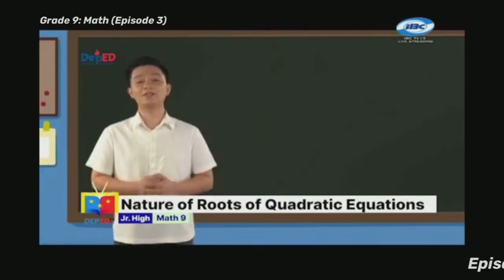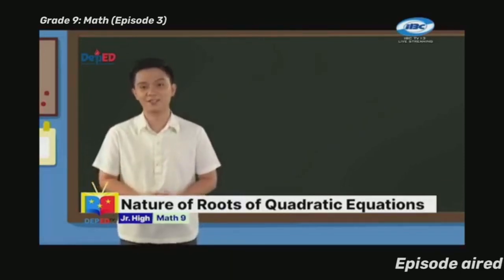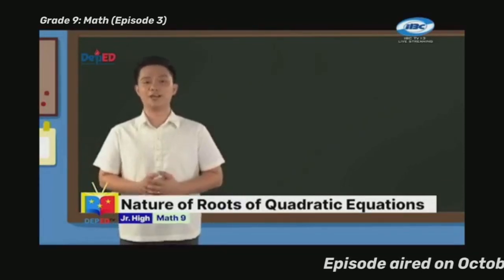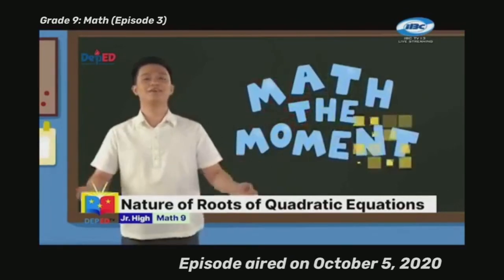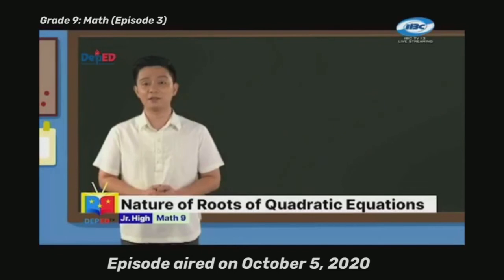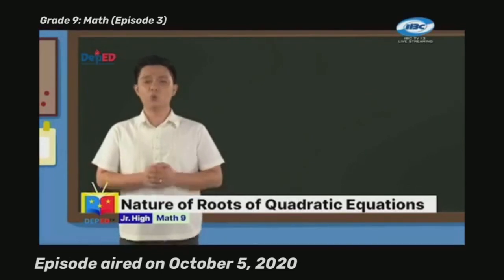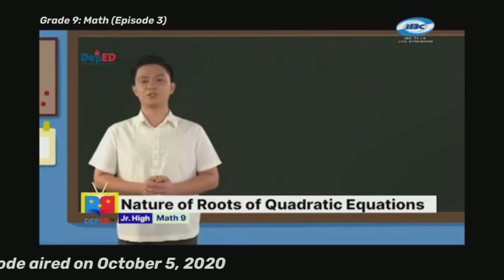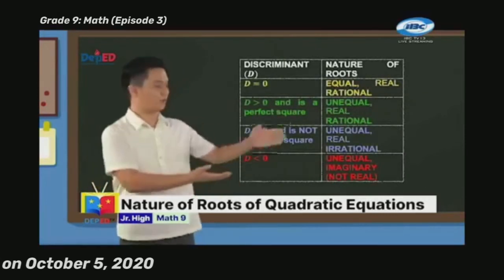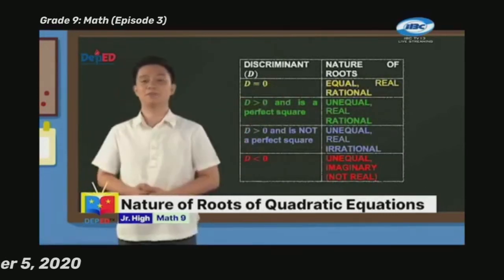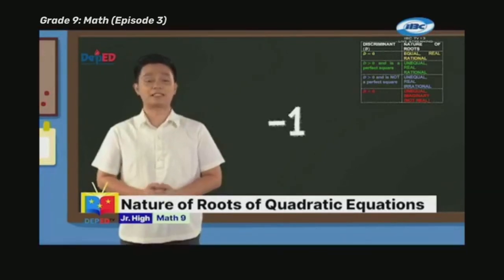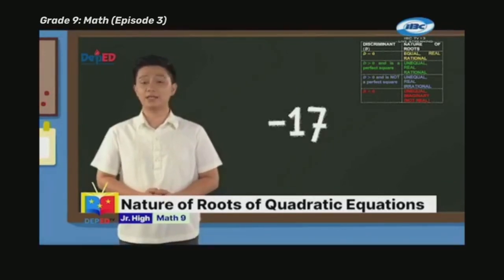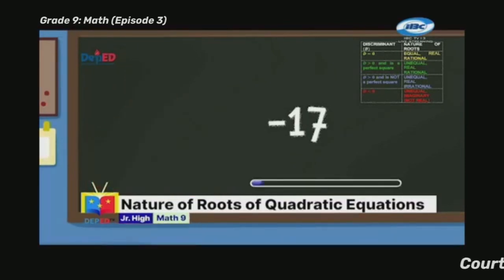And before we might even suffer from short-term memory loss, let's keep the learnings fresh by answering activities. Math the moment! For the first part, given the value of the discriminant, we will describe the nature of the roots. We recall our table of highlights. Discriminant number 1, negative 17. What is the nature of the roots? For 5 seconds, let's do this.